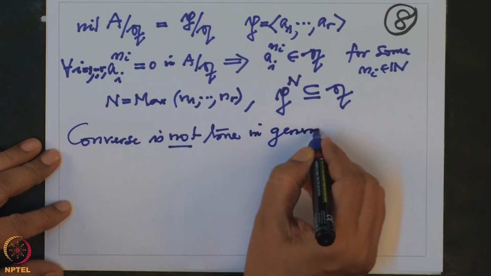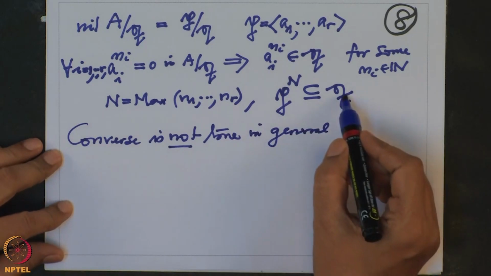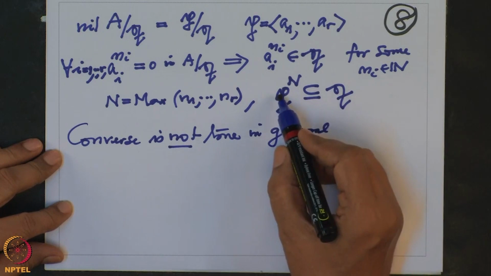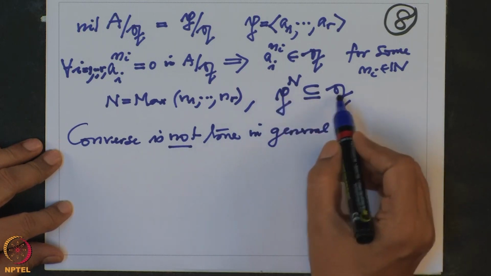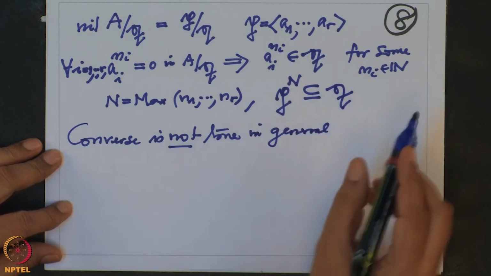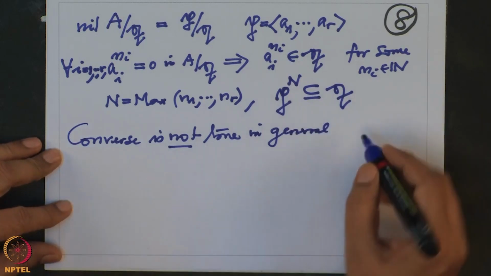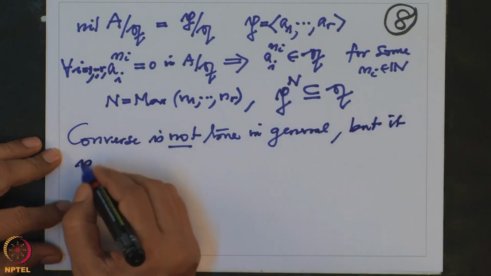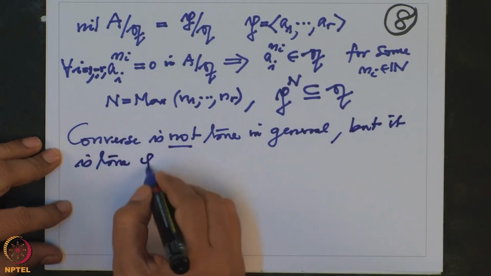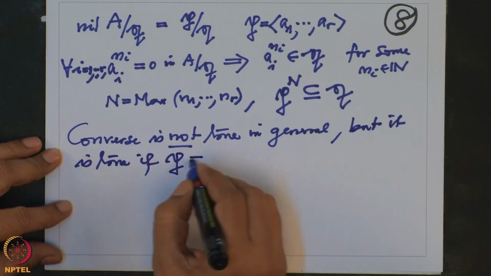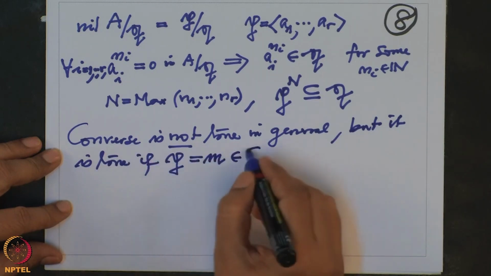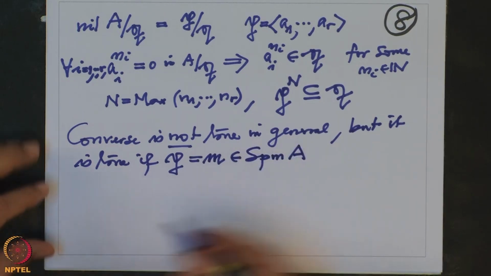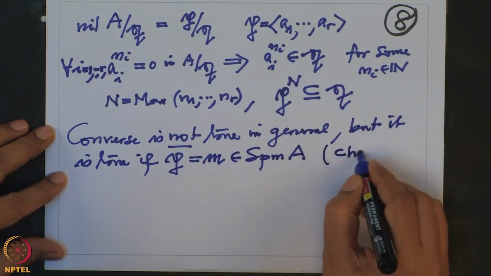That means if ideal Q is contained between P and the power of P, whether Q is P-primary is not always true, but it is true if the prime ideal P is a maximal one, a member of the set of all maximal ideals in A. So, this is easy to check. I will leave it for you to check this.